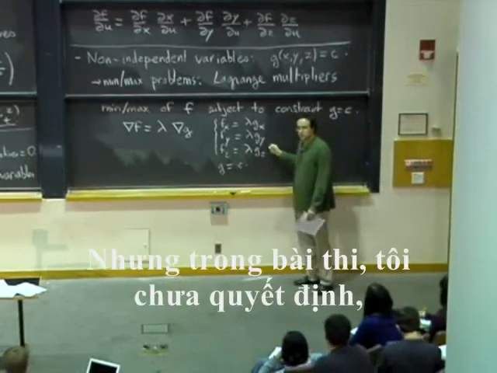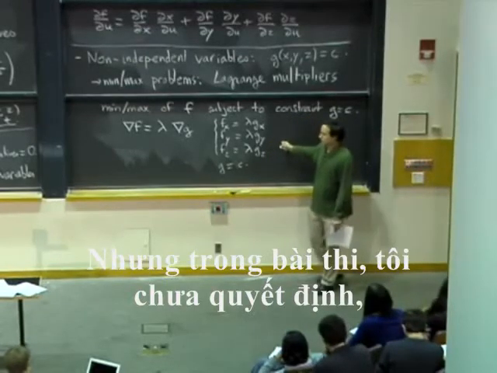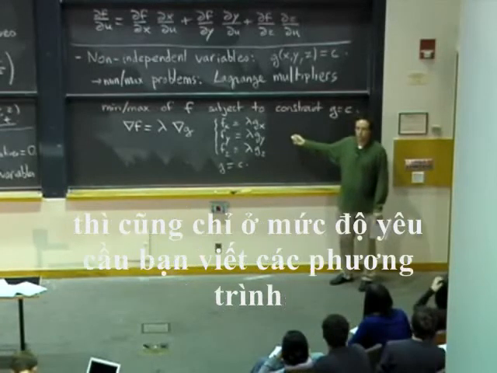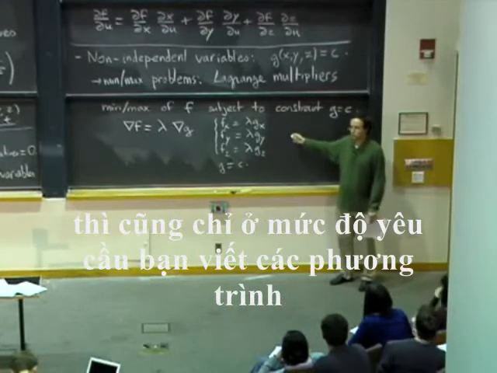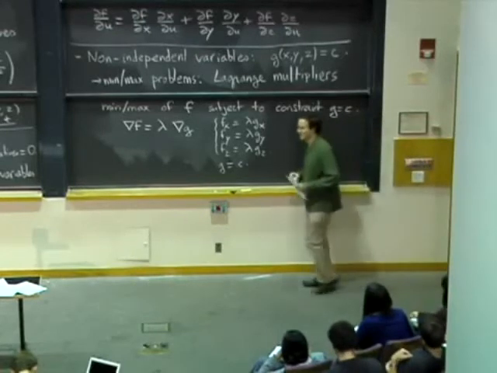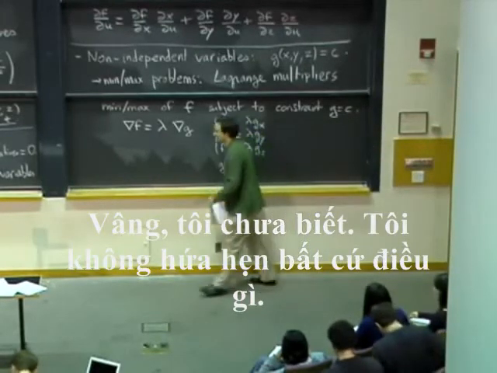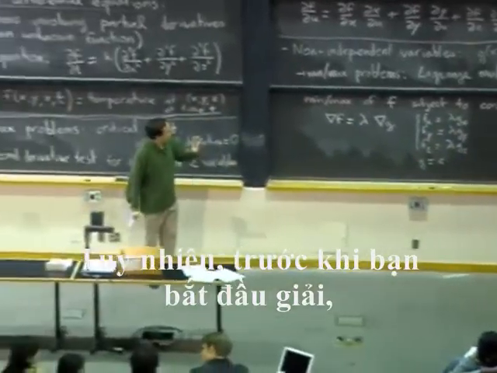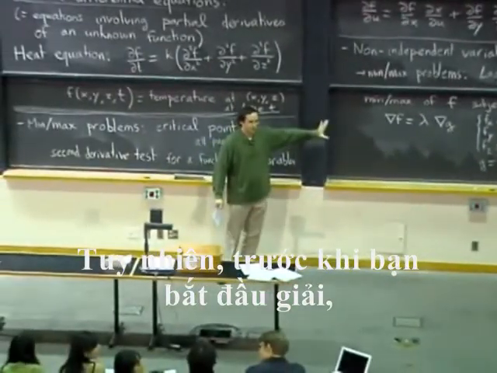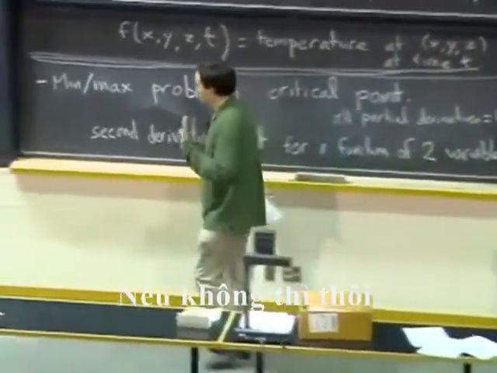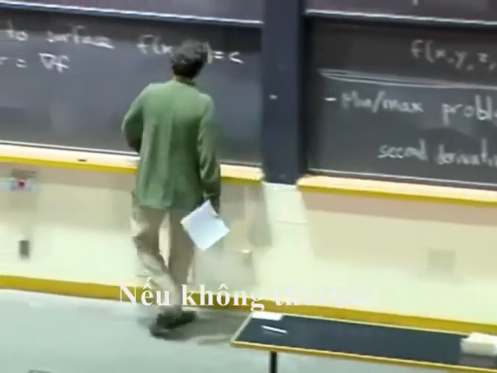So in particular on the test, I haven't decided yet, but it could well be that the problem about Lagrange multipliers will just ask you to write the equations, not to solve them. Okay, so, well, I don't know yet. Okay, I'm not promising anything, but just, before you start solving, check whether the problem asks you to solve them or not. Okay, if it doesn't, then probably you shouldn't.